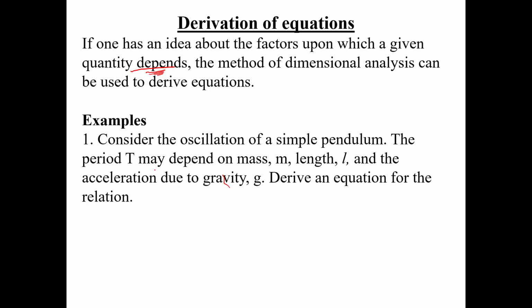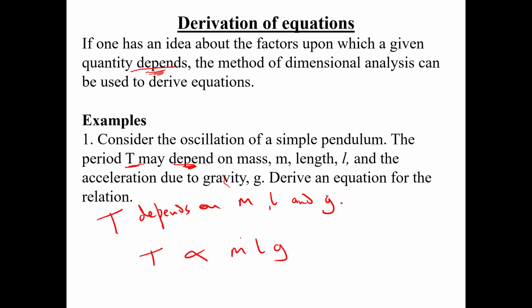Now, from this statement, we find out that T depends on m, L, and g. So if T depends on m, L, and the acceleration due to gravity g, then we come up with the proportionality symbol, and we write T is proportional to m, L, g. However, we raise these factors to given powers. So we shall say this is m power x, L power y, and then g power z.